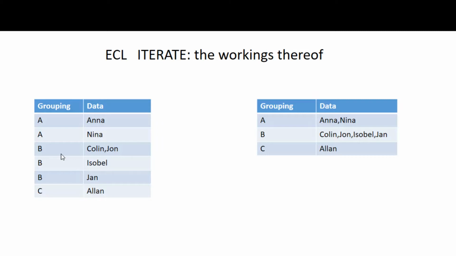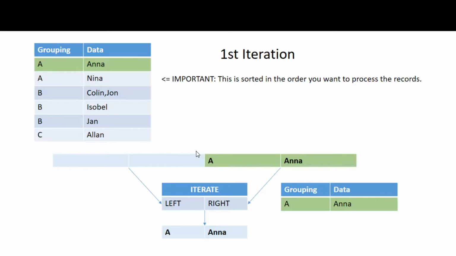So first of all, let's go through the workings. Rather than showing you ECL, let's just see what it actually does in here. Right, so the first point before you call iterate is that you really should be working on a sorted set, sorted by the grouping that you're interested in. If you don't do that, you just won't get the answers you expect.